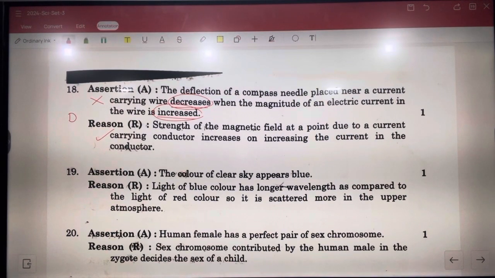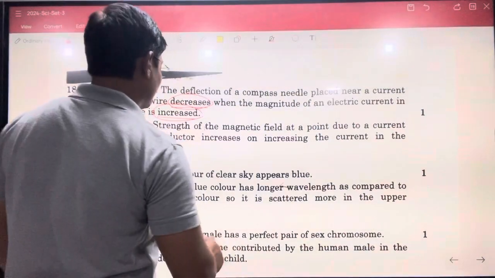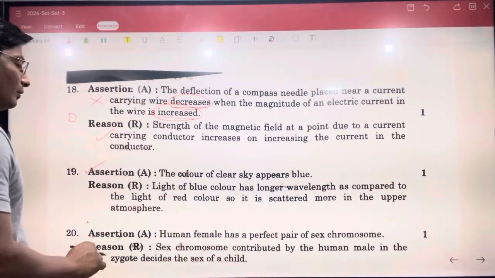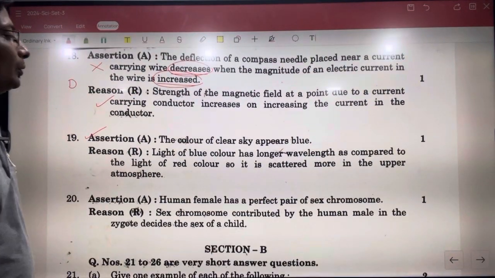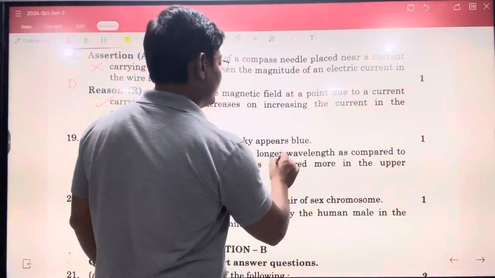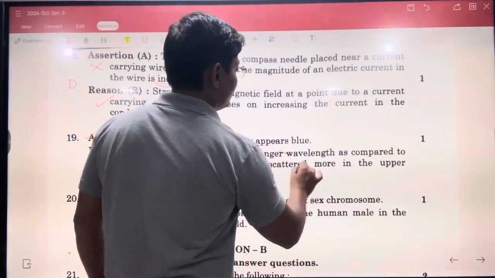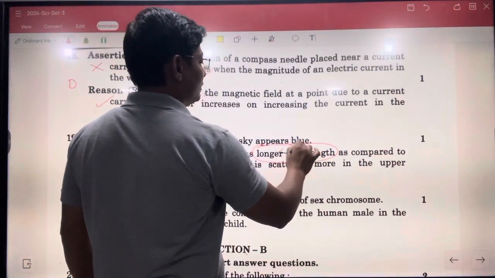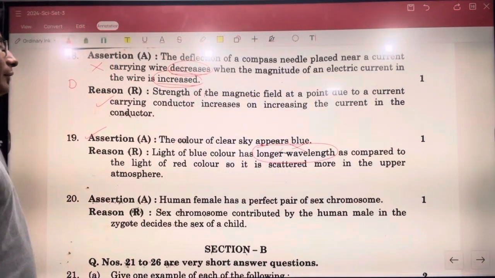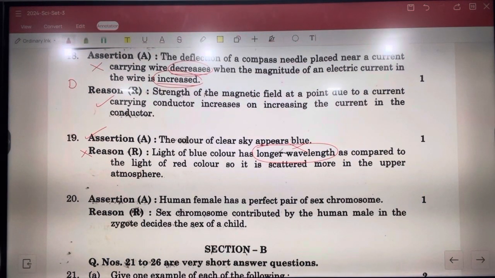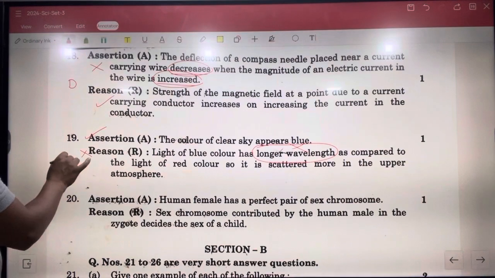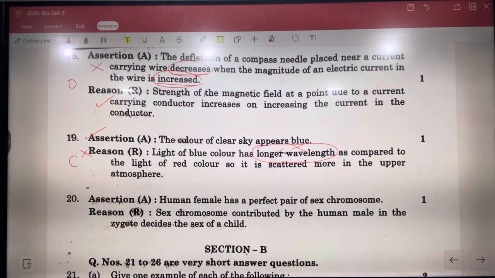Then the assertion: the color of the sky appears blue, which is correct. Okay, so the sky color is blue. Then the reason: light of blue color has shorter wavelength. No, they have given longer. So this is wrong information for that statement, and therefore it is incorrect. So the assertion is correct, the reason is wrong. So therefore I think it is option C.